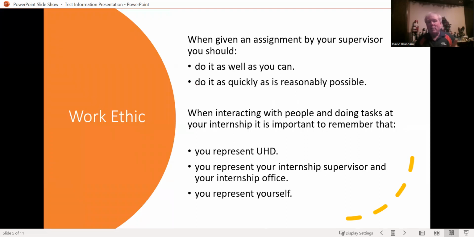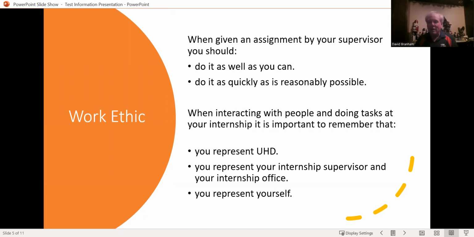When given an assignment by your supervisor, you should do two things. One, do it as well as you can. Two, do it as quickly as is reasonably possible. Now, sometimes those two things conflict. So if you're a perfectionist, for instance, the tendency is for you to take too long to get an assignment done. If that's the case with you, it's time to practice not doing that. Get it done as quickly as possible.